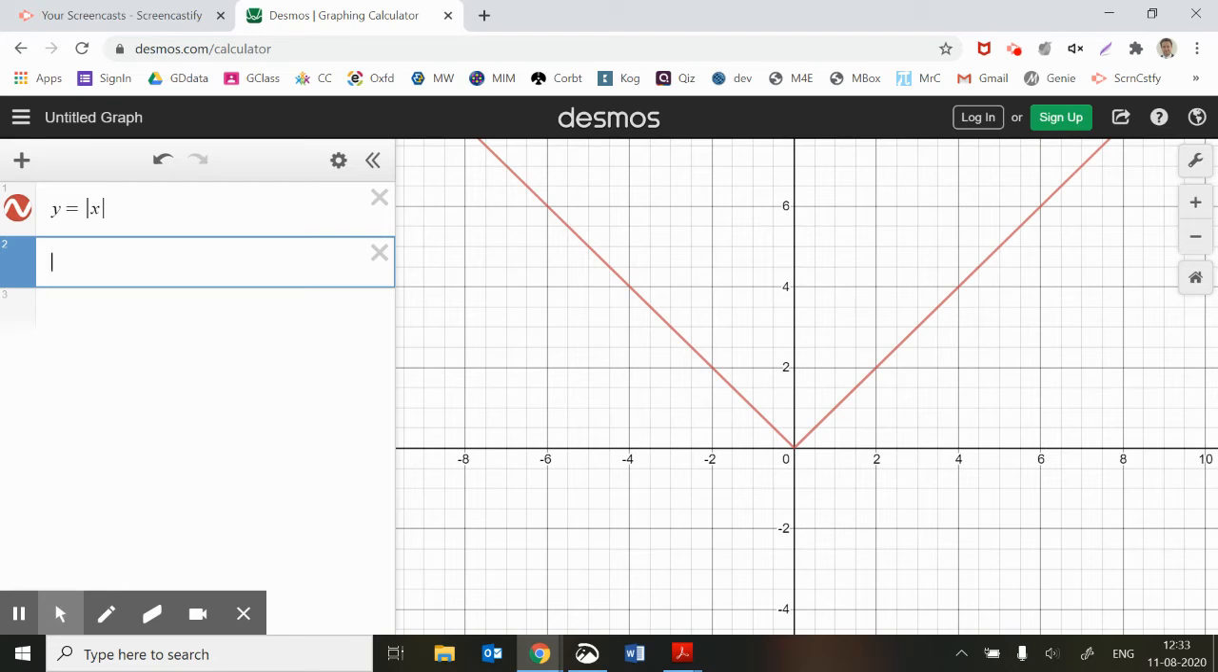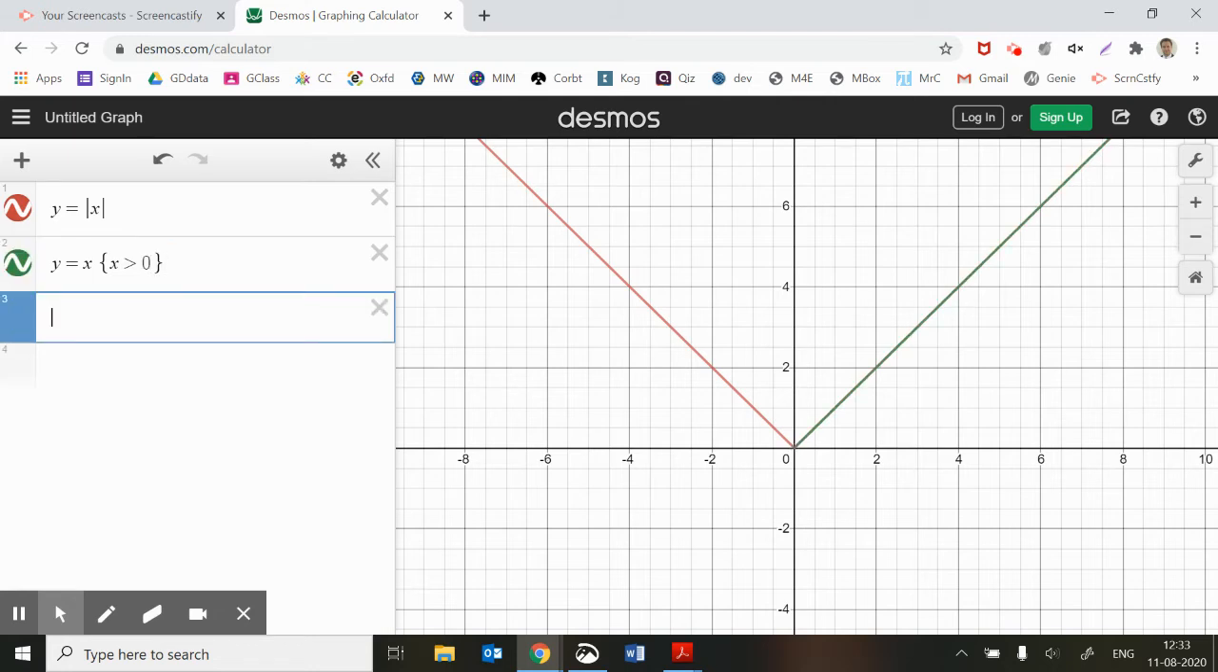So really this is the function y equals x, but where x is greater than 0, and this is also the function y equals minus x, but when x is less than or equal to 0. I'm just going to put less than because it's easy for me to type, rather than getting up the list of functions. So I'm missing out the 0.